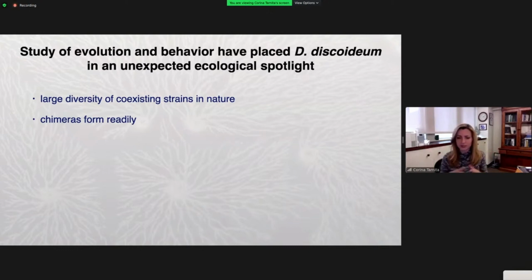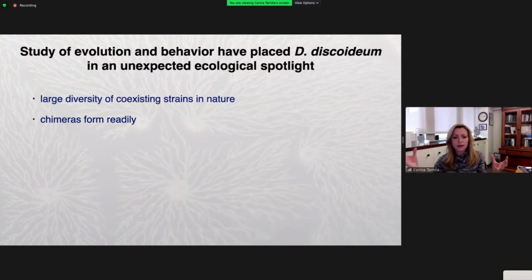Now, as soon as people realize that chimeras form readily, then there is, of course, the possibility for cheating. If 2 strains get together, one strain could easily piggyback on the formation of stalks by the other, and would just put all of its cells into the spores, and that certainly would ultimately lead to the demise of this multicellular type of behavior.